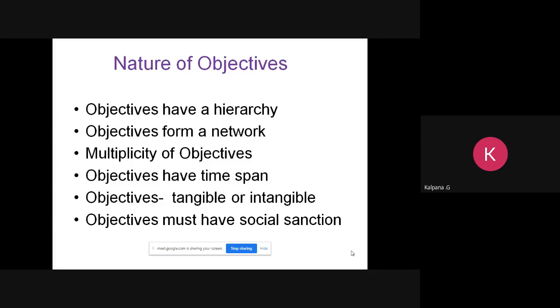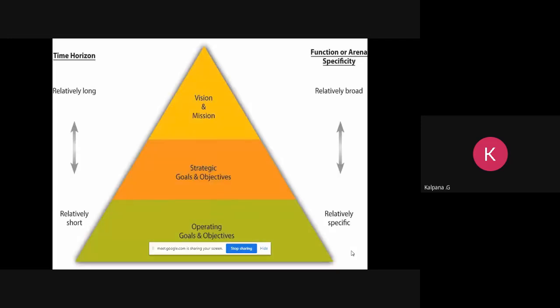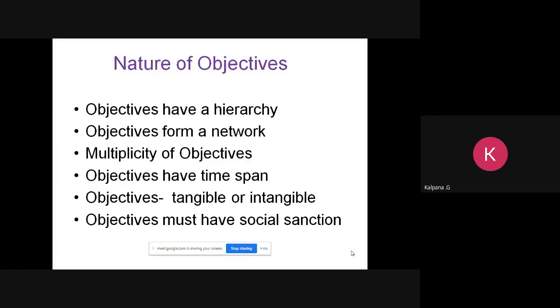And then we are going to look into the nature of objectives. When we talk about the nature of objectives, the first point is objectives have a hierarchy. Like we saw in the previous diagram, we have something called strategic, and then we have operating goals and objectives, isn't it? We are going to see a broader hierarchy now. Then we do have something called objectives form a network. So as I said, there will be n number of objectives to achieve a particular goal.